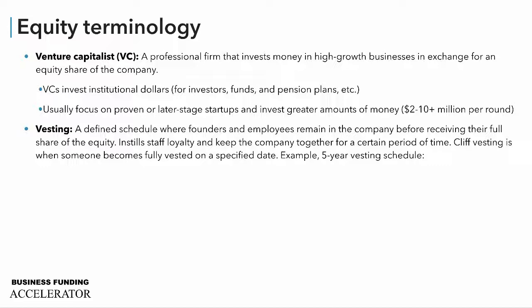You also hear the term cliff, and cliff vesting is when someone becomes fully vested or partially vested on a specific date. And if they leave before, let's say, 1 year has passed, they might get zero equity and zero option value.